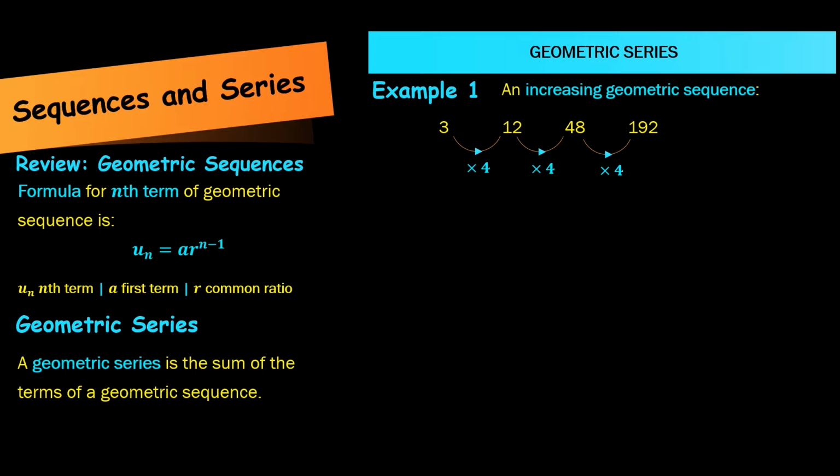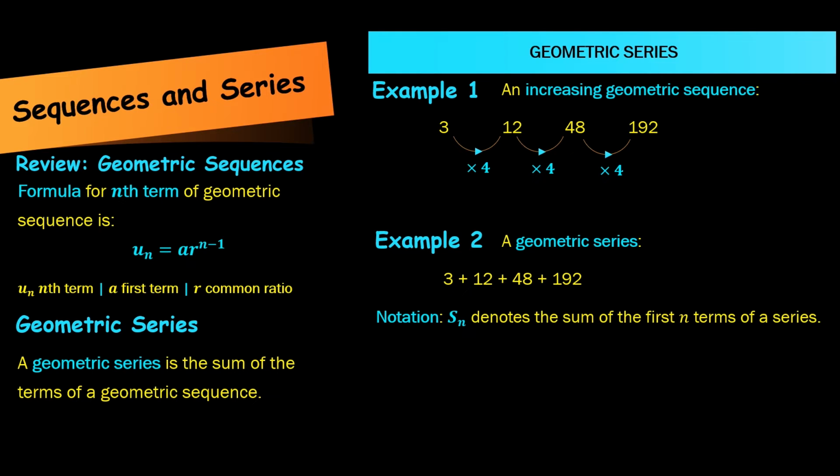And now for geometric series. A geometric series is the sum of the terms of a geometric sequence. So, for example, a geometric series could take the form 3 plus 12 plus 48 plus 192. We've simply added the terms of the last sequence. The notation we use is s subscript n. This denotes the sum of the first n terms of a series. So in this example, we have that s subscript 4 equals 3 plus 12 plus 48 plus 192, which equals 255.